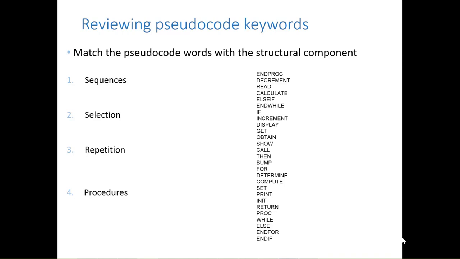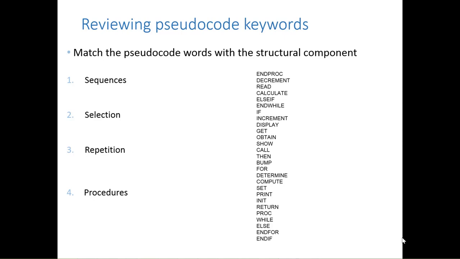Now we'll discuss the responses. End proc is number 4. Else if is number 2. End while is number 3. If, selection, number 2. Reading through the next few. Then is a selection keyword, number 2, because it partners with if.